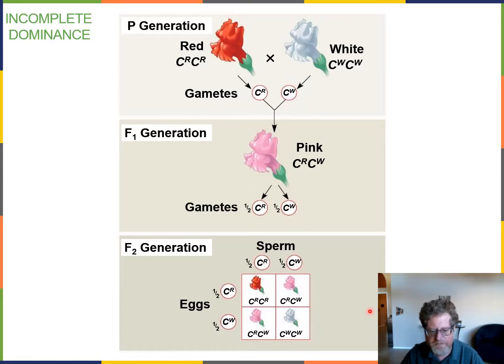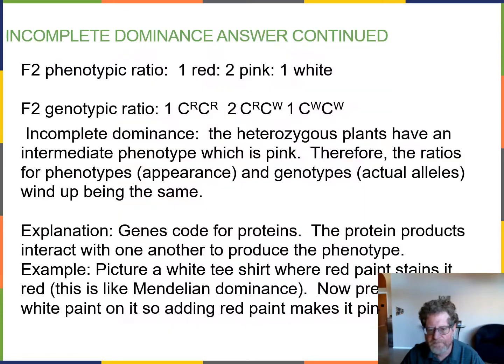So now the offspring in the F2 generation are 1 red, 2 pink, to 1 white, and the genetics of the F2 generation are 1 homozygous for the red, C^R C^R, 1 homozygous for the white, C^W C^W, and 2 that are heterozygous, C^R C^W. Okay, and so I put it here.